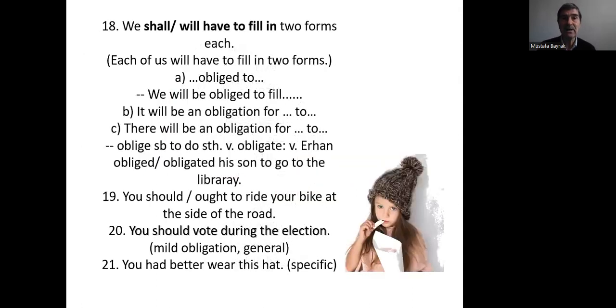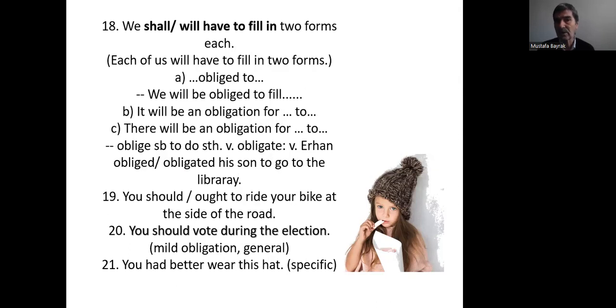18, we shall have to, okay, or we will have to fill in 2 forms. It's an obligation, okay? So we will have to fill in 2 forms each, or each of us will have to fill in 2 forms. We are obliged to, okay, or we will be obliged to fill 2 forms each. It will be an obligation for us to fill in 2 forms. There will be an obligation for us to fill.